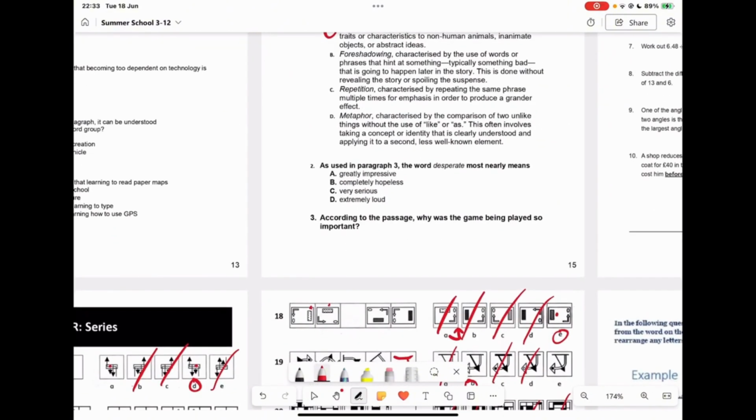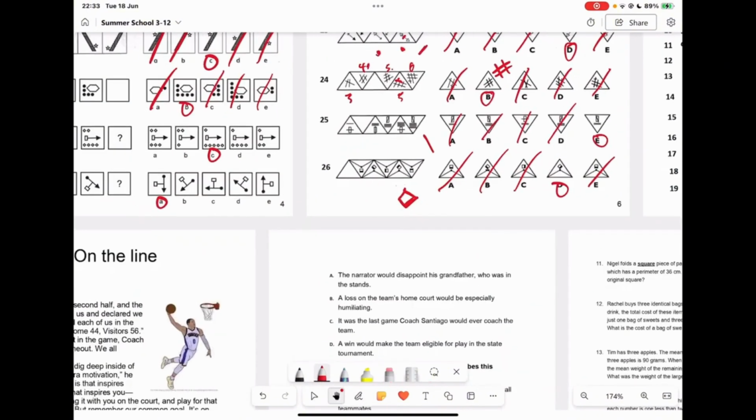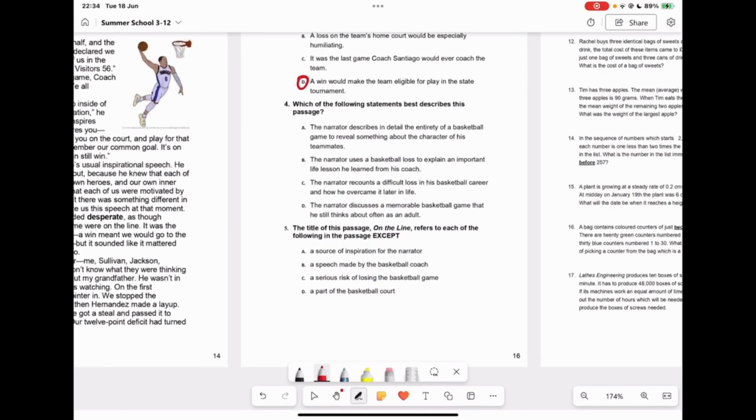Okay. Question 2. As used in paragraph 3, the word desperate most nearly means, well, the answer to this one will be very serious. And then question 3. According to the passage, why was the game being played so important? So the answer to this will be a win would make the team eligible to play in the state tournament in Atlanta.